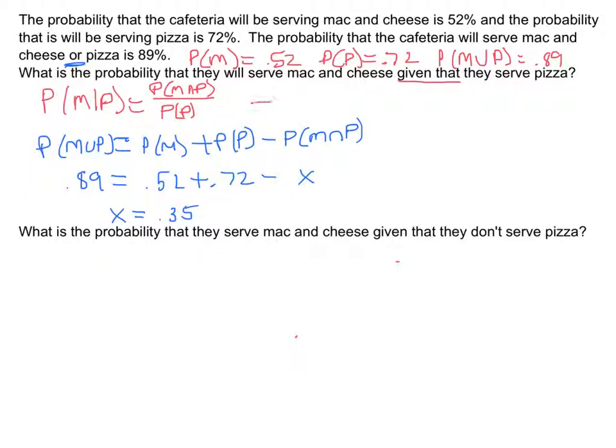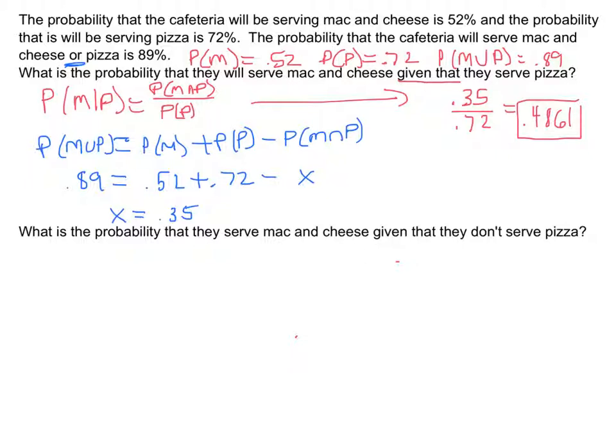So what that means now is that I can go over to my conditional probability up here, and it's going to be 0.35 divided by 0.72, which gives me 0.4861. Now again, look at the logic. We wanted the conditional probability, we have the denominator, we need the numerator, so we use the addition rule in order to find it.